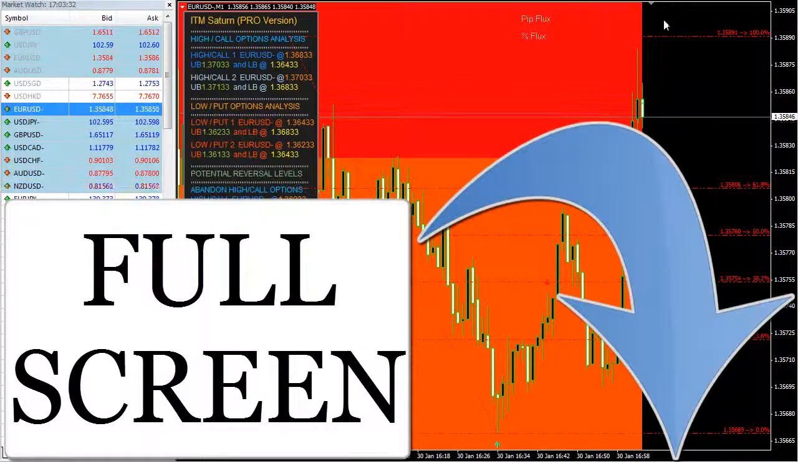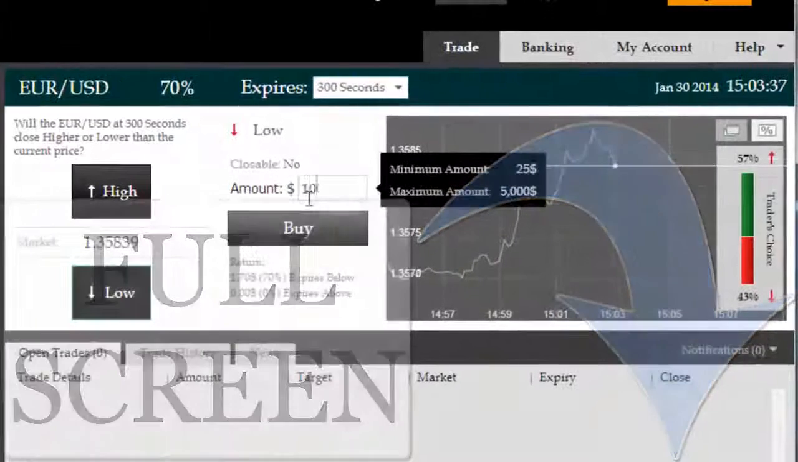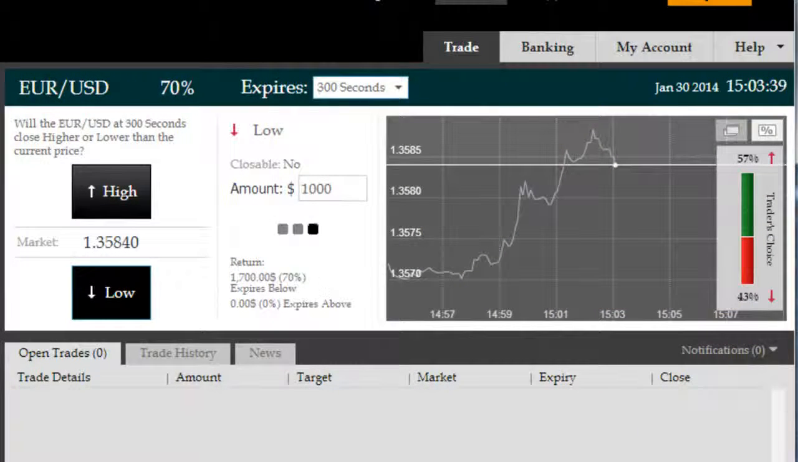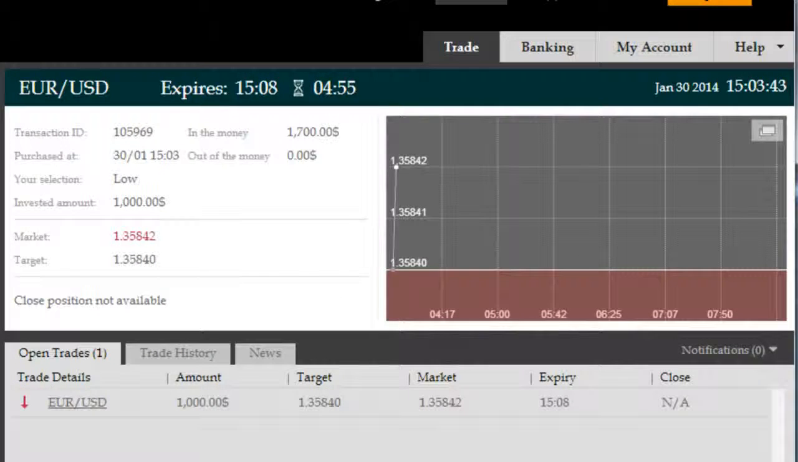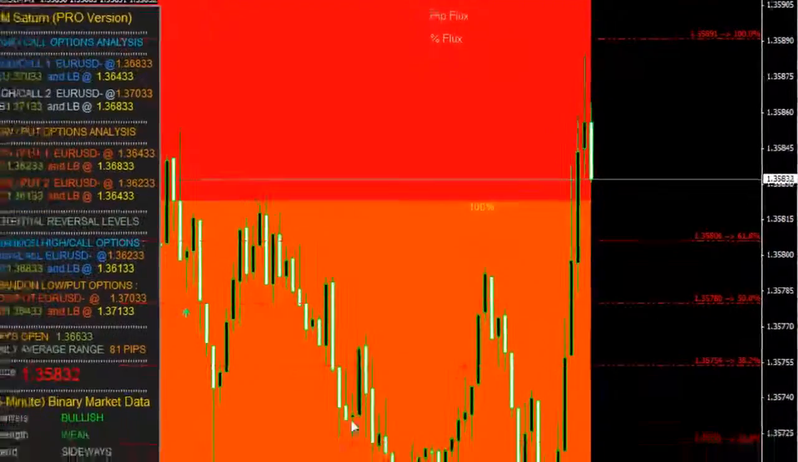Good afternoon. We're on the Euro USD, about to execute a 5-minute counter trend trade using ITM Saturn Pro's counter trend projection tool. Let me just execute this trade for you now in real time, live before you. $1,000 investment. We're getting into the trade. Don't worry about the fluctuations. There'll be a lot of them. Now let's go back to the screen.